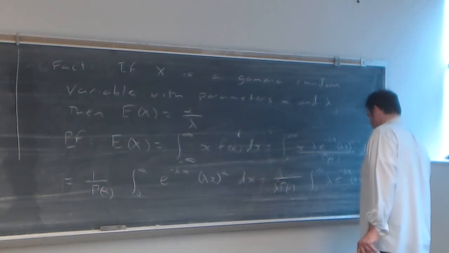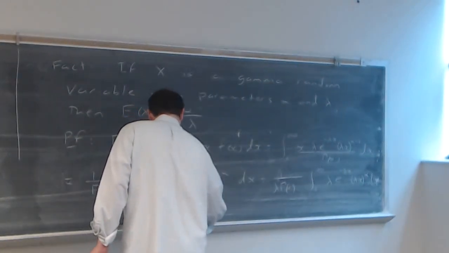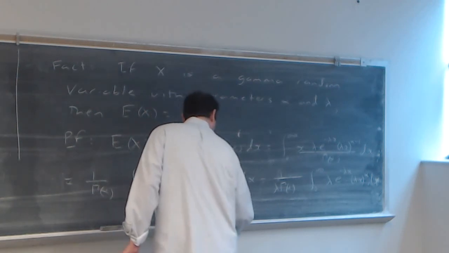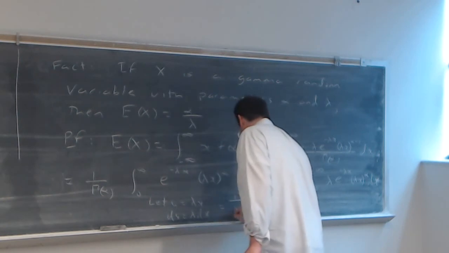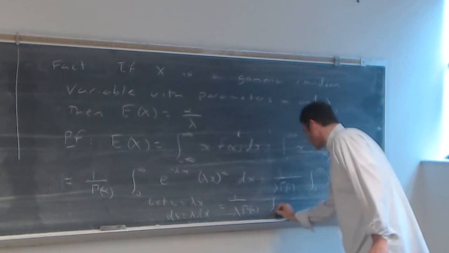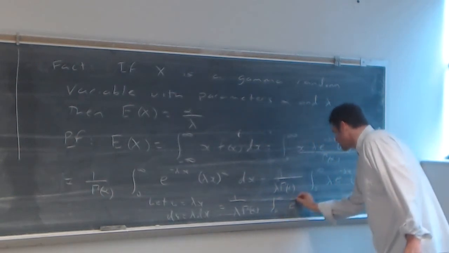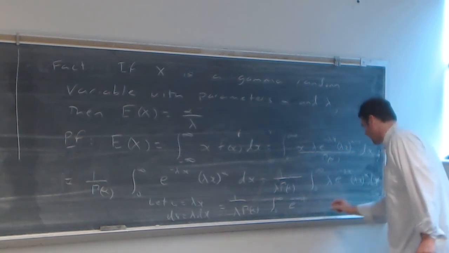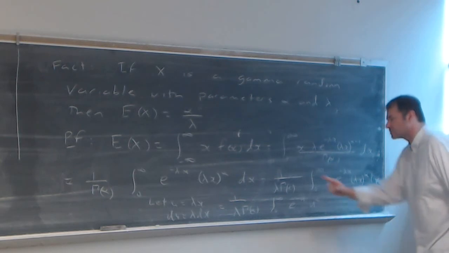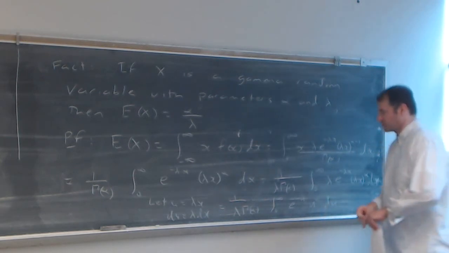to the alpha dx. What we're going to do, like we did before, is let u be equal to lambda x, so du will be equal to lambda dx. So we end up getting 1 over lambda gamma of alpha times the integral from 0 to infinity. Here this would be e to the minus u, because that's what lambda x is, u to the alpha, and lambda dx was nothing more than du. Okay? All right, that's what we have.